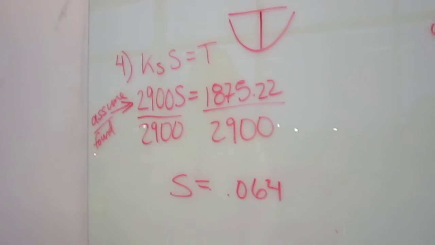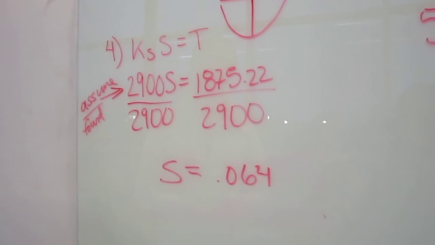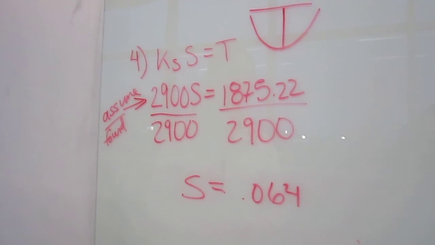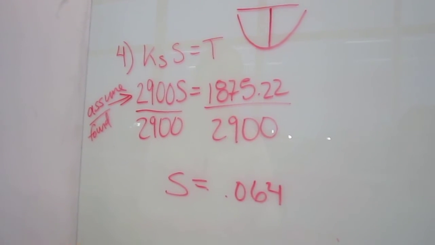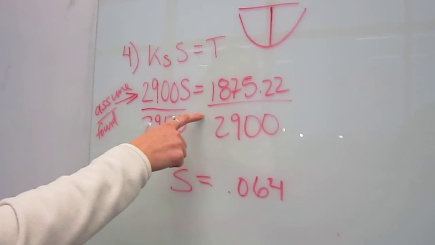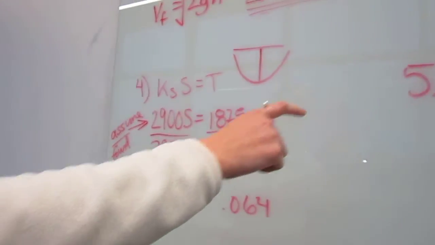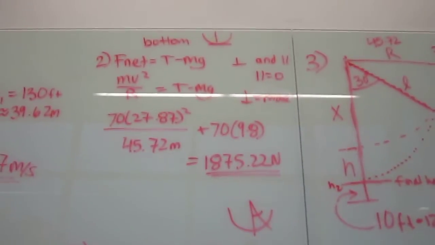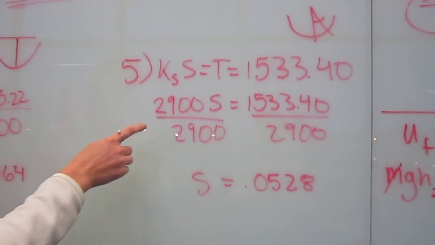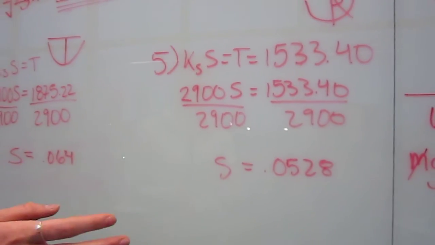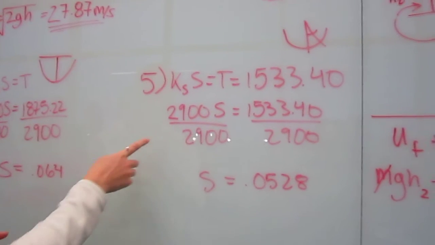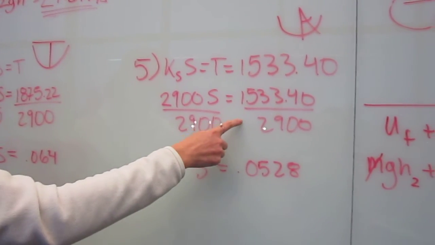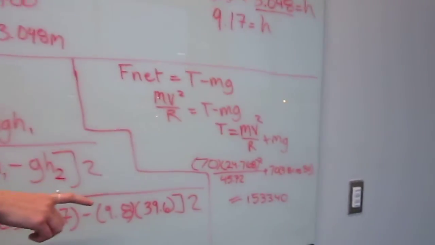Over here, we can find the KS. KS is equal to T, and that's our equation to find the stretch. You have 2,900 as the assumed KS, and to rearrange that, you just divide by that number, and we have the 1,800 from up here, from the original as if it's at the bottom. So that's the S for the bottom. This is the S for the one at 30 degrees. You go ahead and do the same with the KS because it's the same rope. You're just dividing by that KS, and you have the 1,500 from the F net we calculated here.